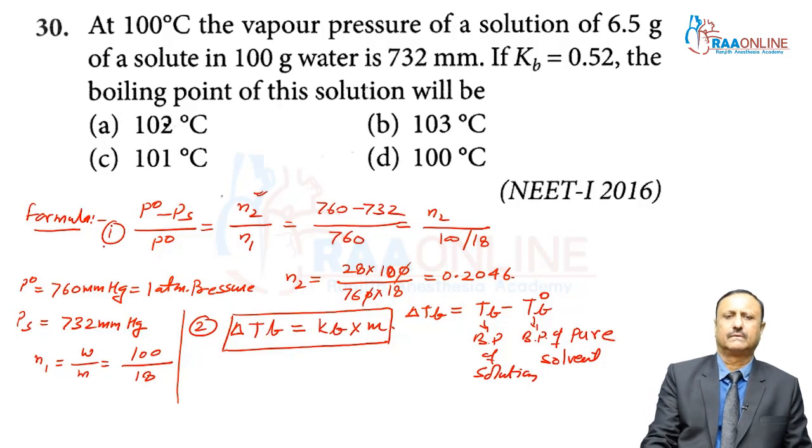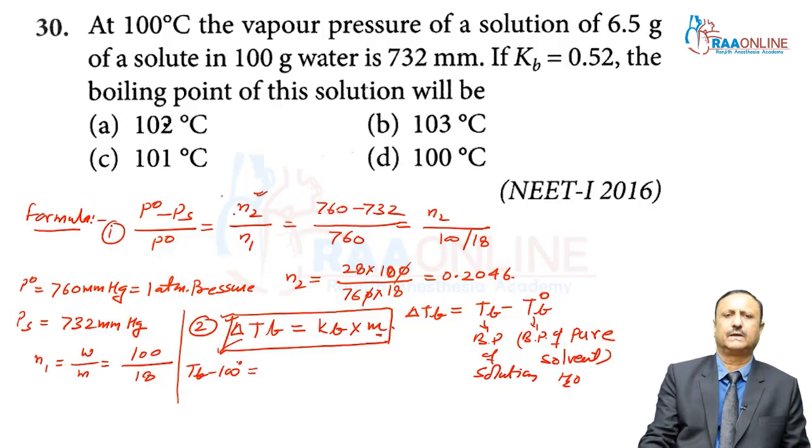When you take this formula, delta TB is equal to KB into small m. You can see here, my dear students, m means number of moles. You can get N2. So here we can see this delta TB. TB minus 100, you can put here, because the boiling point of pure solvent, water, is 100 degrees Celsius. So you can put in place of delta TB, TB minus 100, and that equals KB.